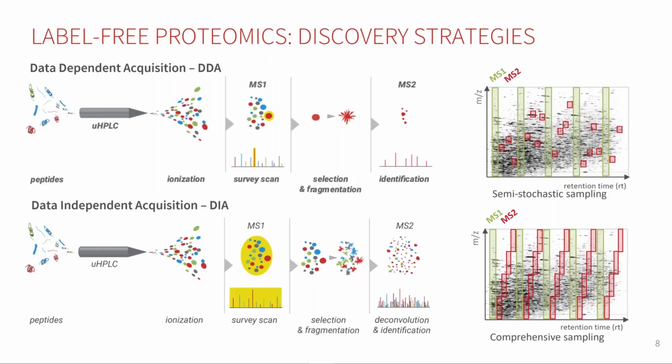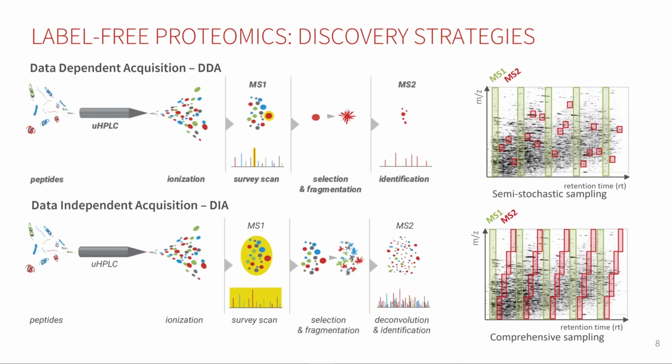Here's a little refresher on the differences between data-dependent acquisition, or DDA, and data-independent acquisition, DIA. In DDA, MS2 spectra are acquired for specific precursor ions, and this has the advantage that essentially all fragments you see at MS2 level come from one specific peptide precursor ion. However, this leads to a semi-stochastic sampling of the peptide population of a sample.